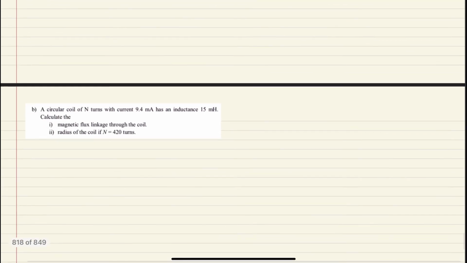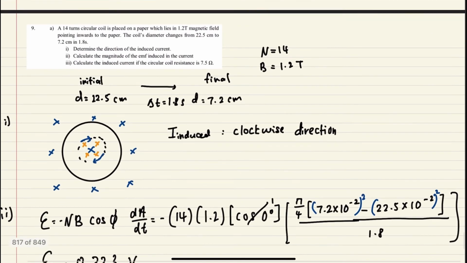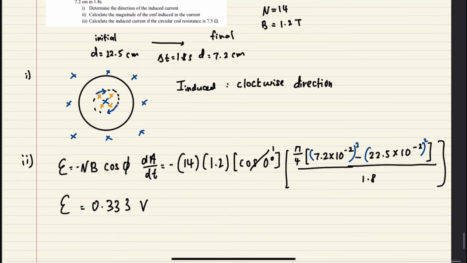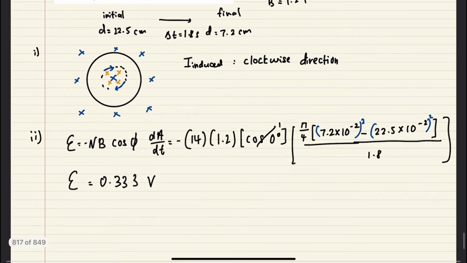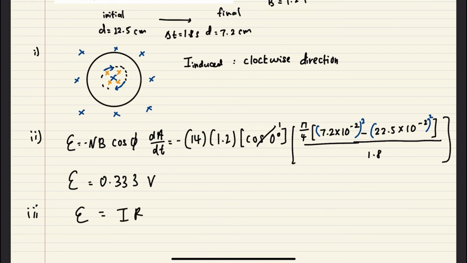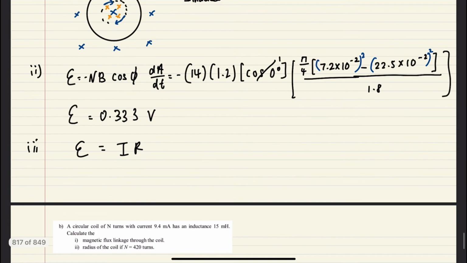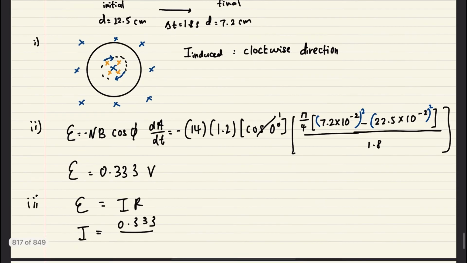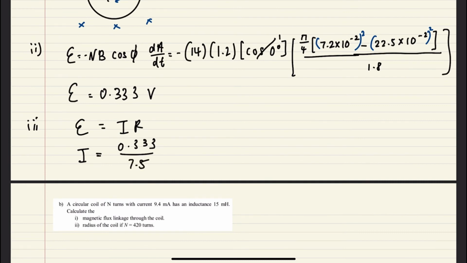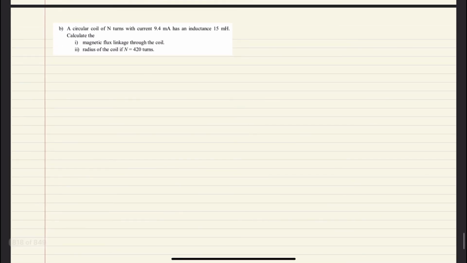Okay, and then part B. Does it have any question? Okay, one more question, the third one. Calculate the induced current if the circular coil resistance is 7.5. Okay, that one is the easy part. So V equals IR, and they want to find I. 0.333 divided by R, which is 7.5. So I got 0.044 ampere.